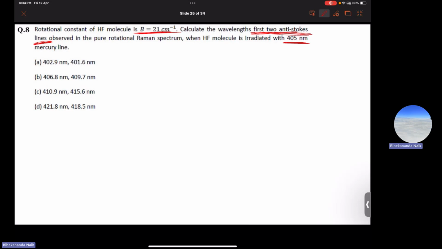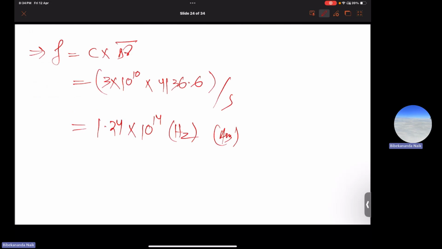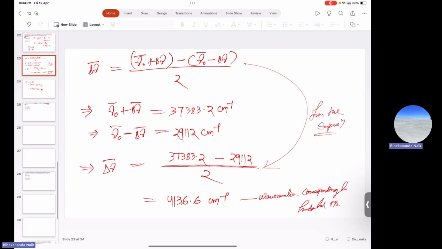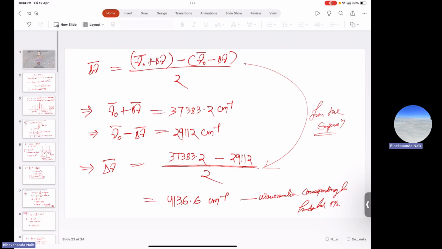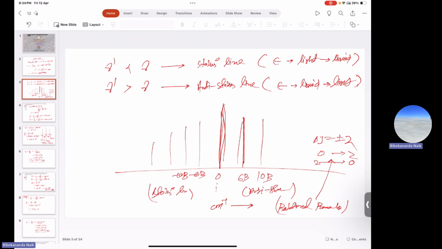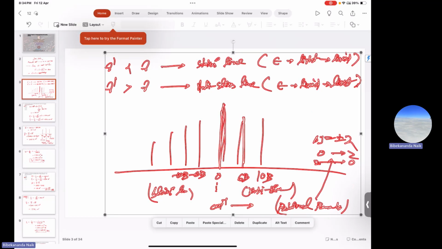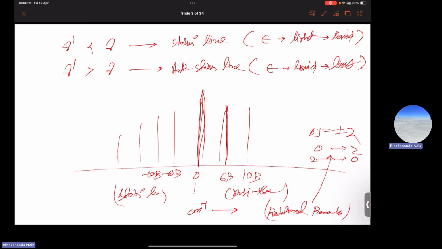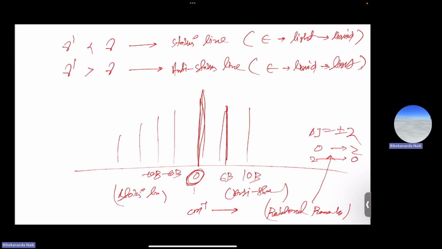So how we will approach this particular question. If you remember, in the beginning of the session, I had discussed this. In case of Raman spectra, the central line, that is the exciting line, occurs at 0, then the anti-Stokes lines occur at 6B, 10B, 14B like that, and the Stokes lines occur at minus 6B, minus 10B like that.